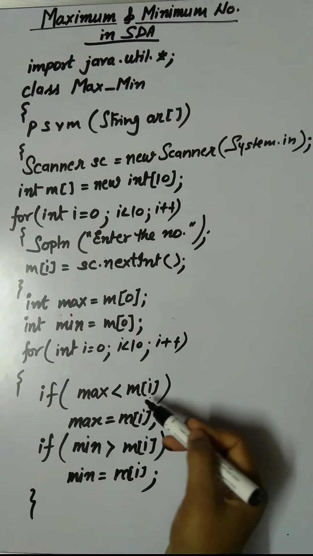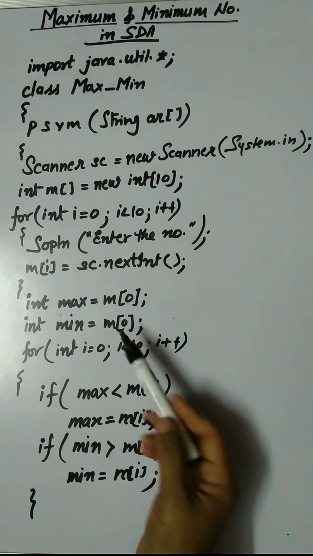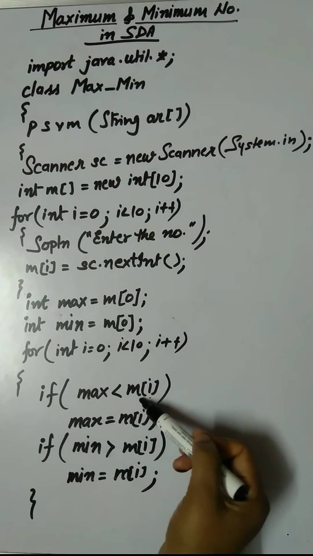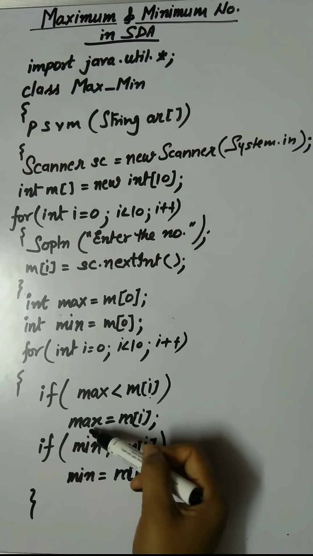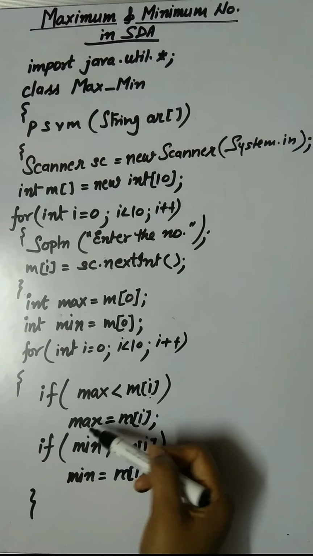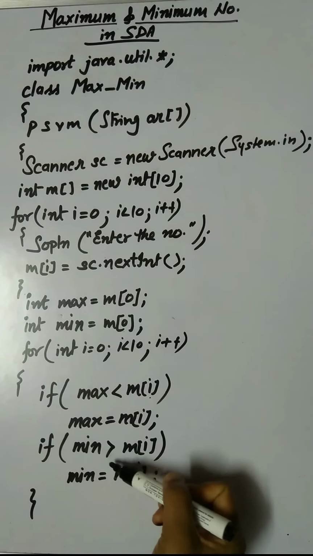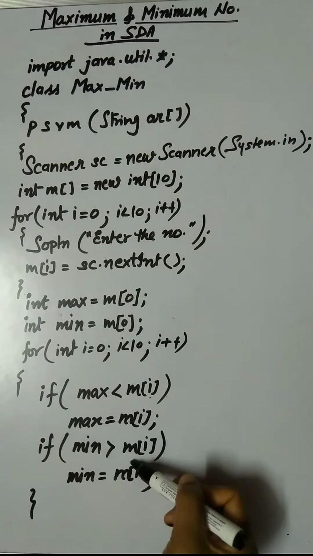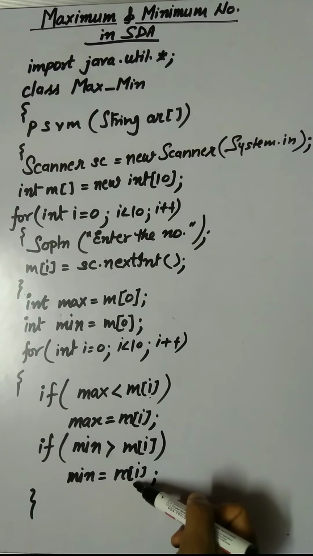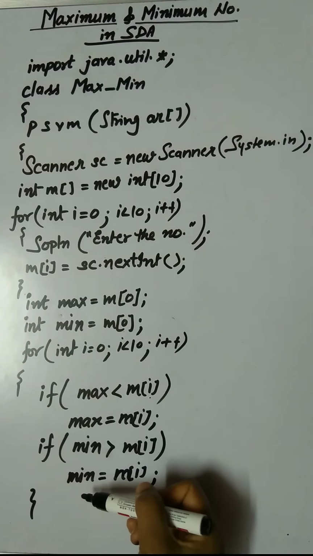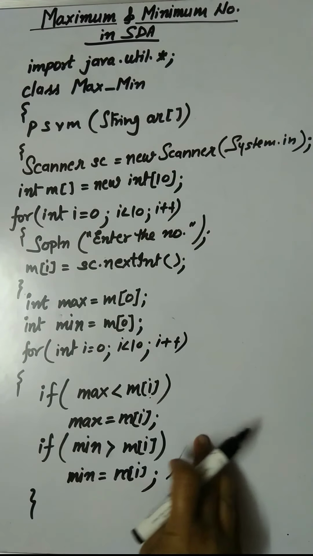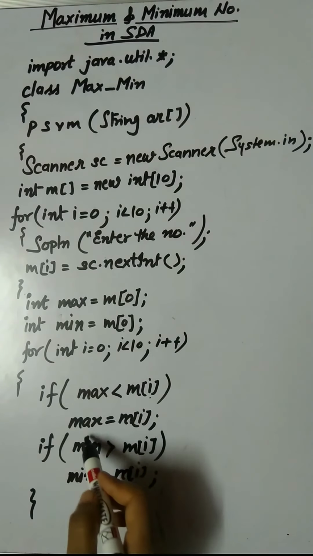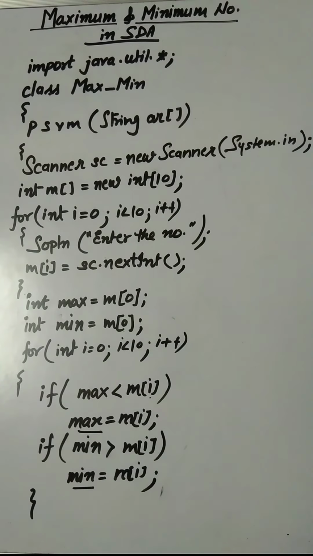So first of all max value is m of 0, the 0 index value. If this condition is true, then the new value is stored in the max variable. Clear? Or if this condition for the min variable, whose initial value is m of 0, is true, then m of I value is stored in the min variable. Like that, the loop will repeat 9 times, 0 to 9 times. So we will find the maximum and minimum value.